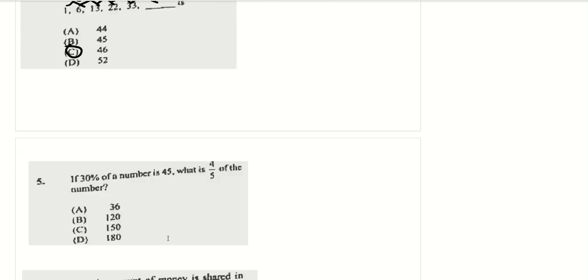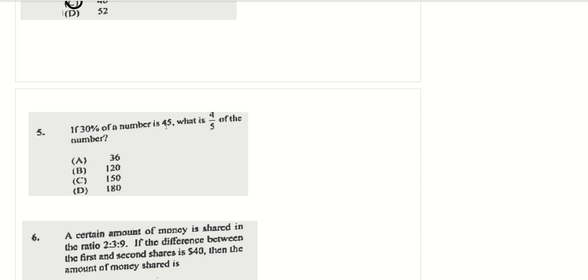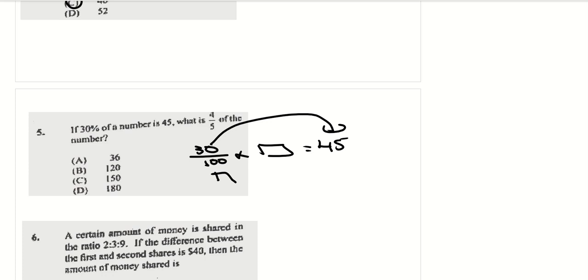Alright. Number 5. If 30% of a number is 45, what is 4/5 of the number? So they said 30%, which is 30 over 100, multiplied by some number is equal to 45. We don't know what the some number is, so we carry across, multiply by 30 over 100. If we carry anything over the equal sign, it is divide. So it'll be 45 divided by 30 over 100, but it's 45 over 1. Division sign turns to multiplication, and you flip that fraction after your division sign, which is 100 over 30.